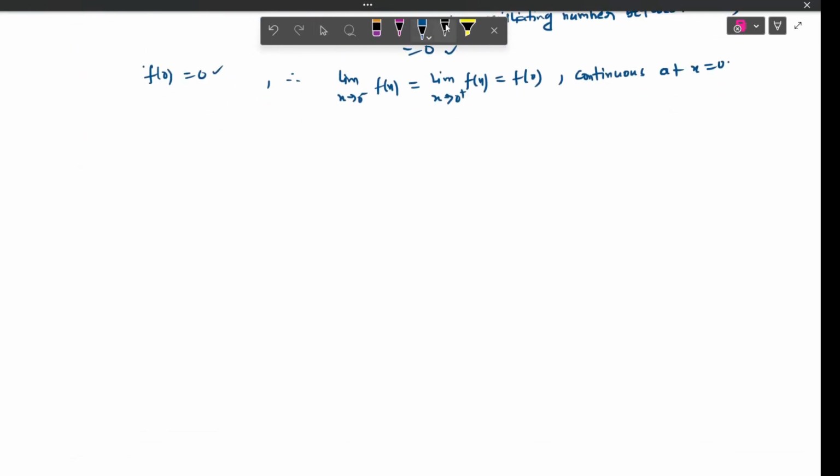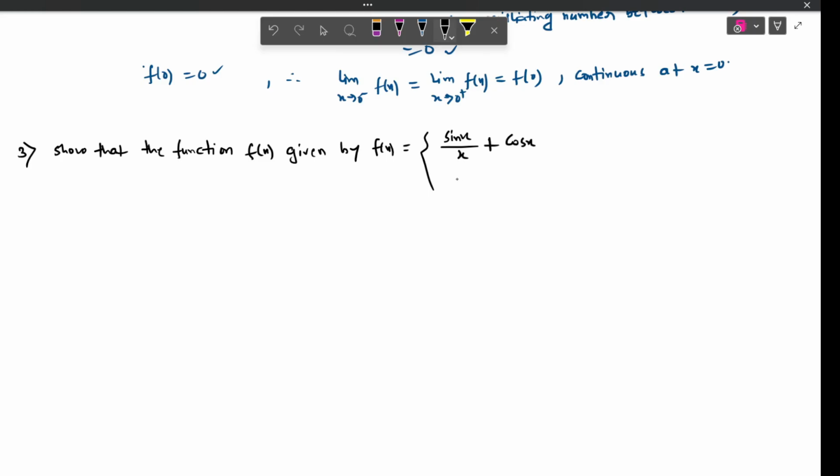Now let us see another question. Show that the function f of x given by f of x equals sin of x by x plus cos of x when x not equals to 0, and it is 2 when x equals to 0, is continuous. So let's check the continuity.